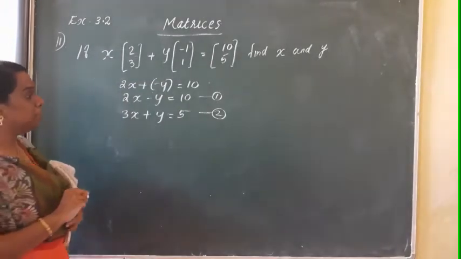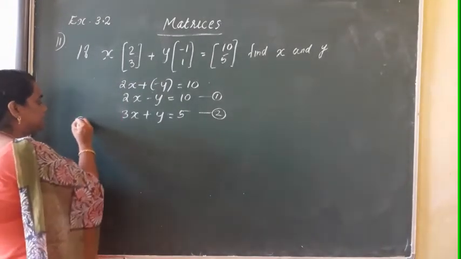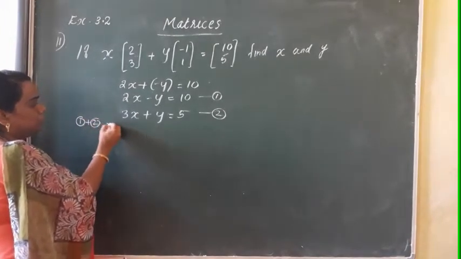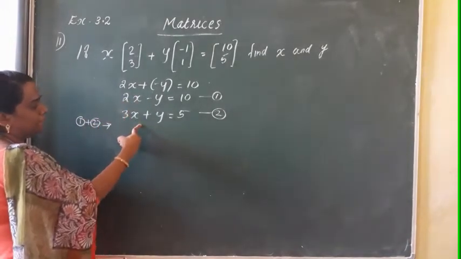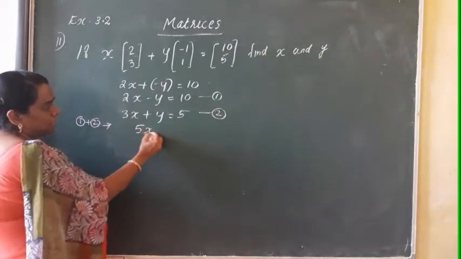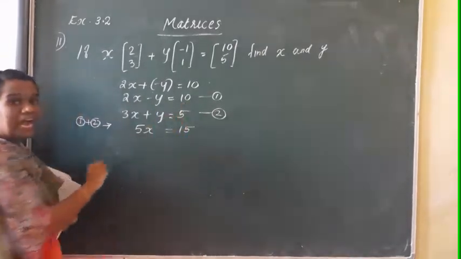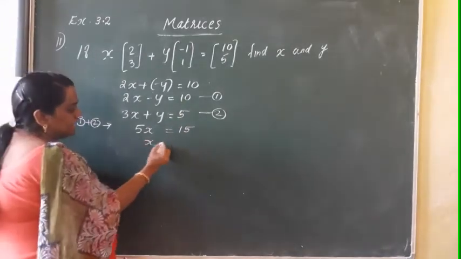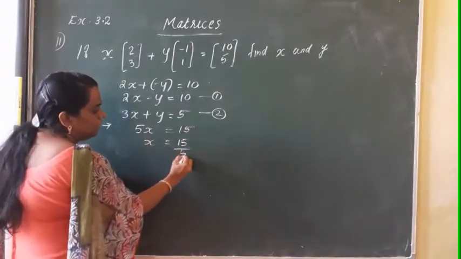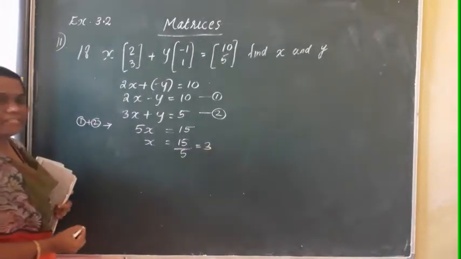Now you are going to find x and y. These are linear equations in two variables. We can add the equations, equation number 1 plus 2, the elimination method. 2x plus 3x is 5x. Minus y plus y is 0. Is equal to 15. Adding the equations, then x is equal to 15 divided by 5. We get 3. x is equal to 3.